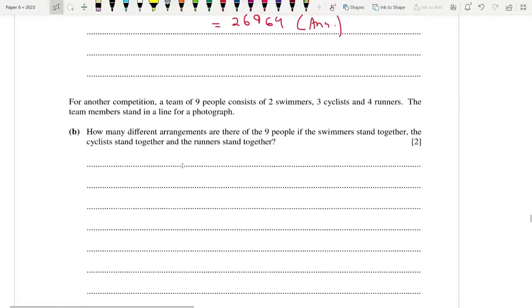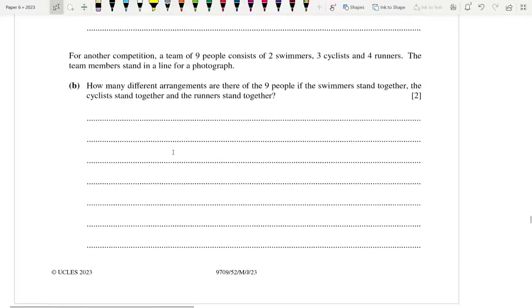Last few parts. For another competition, a team of 9 people consists of 2 swimmers, 3 cyclists, and 4 runners. The team members stand in a line for a photograph. How many different arrangements are there if the swimmers stand together, the cyclists stand together, and the runners stand together?